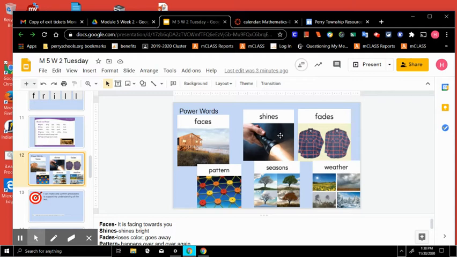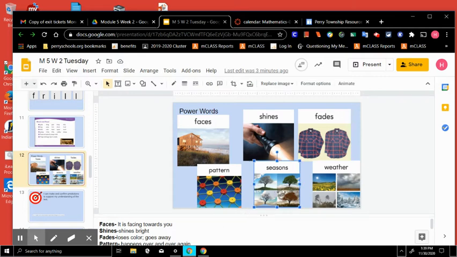This word is shines. The flashlight shines a bright light. This is fades. It starts out really bright and pretty, and then after washing it sometimes, the color fades or it goes away. Pattern. Here you have a red, yellow, orange, red, yellow, orange, red, yellow, orange. So a pattern, it happens over and over and over again.